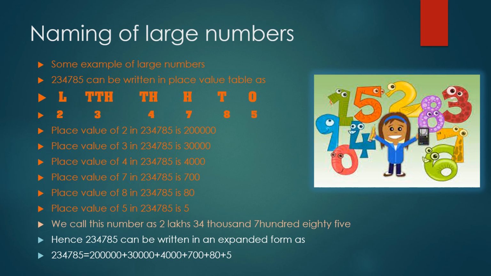So we call this number 2,34,785. Hence, this given number can be written in expanded form as 234,785 is equal to 2 lakhs plus 30,000 plus 4,000 plus 700 plus 80 plus 5.